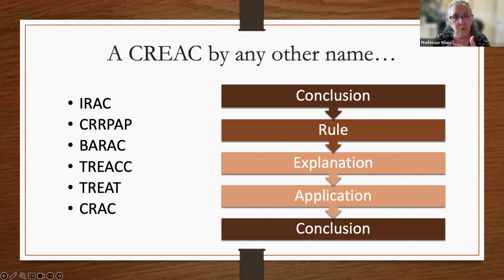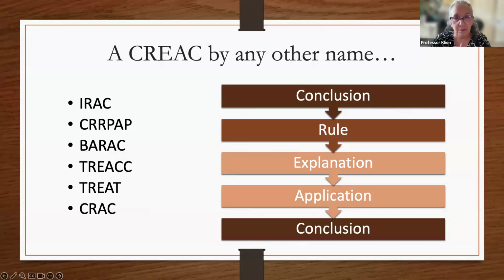Legal analysis and legal writing is all done in basically the same order. You start with a conclusion, or you start by stating the issue for IRAC. You then give the legal reader the rule. Then you explain the law, where that rule came from. Then you take that explanation and you apply that to your facts. And from there, you restate, not in the same words, but you restate your conclusion based on the facts and based on the application of the facts you just gave.